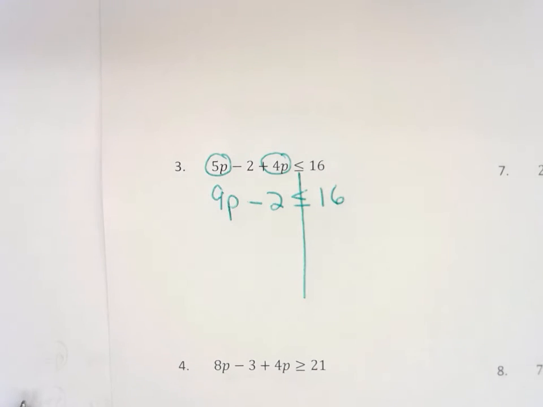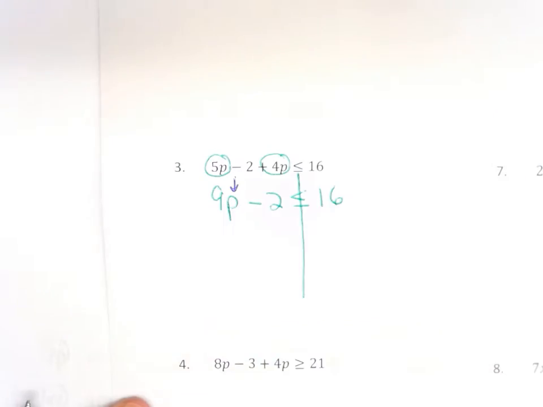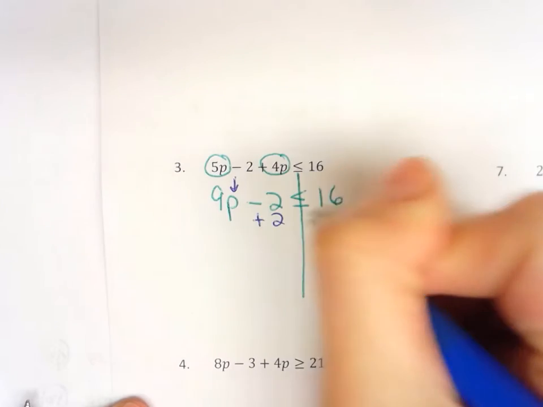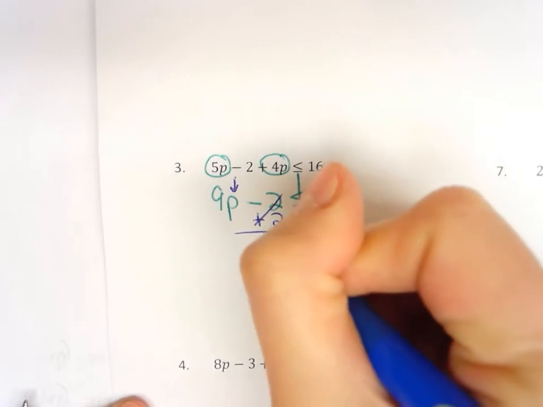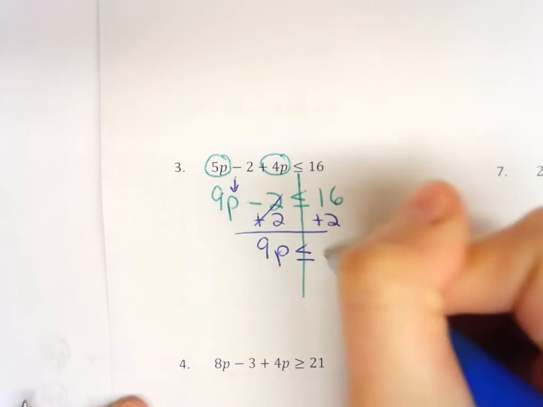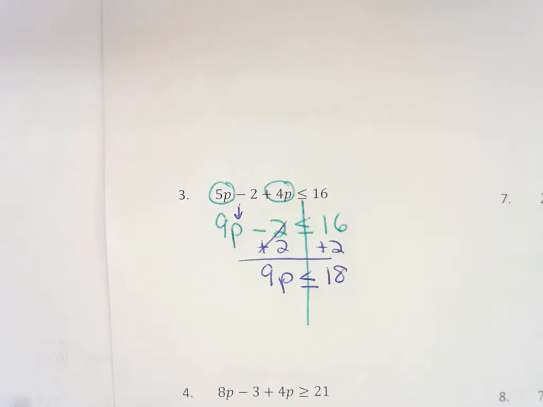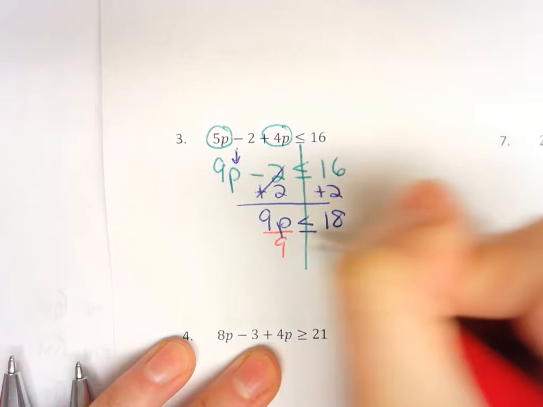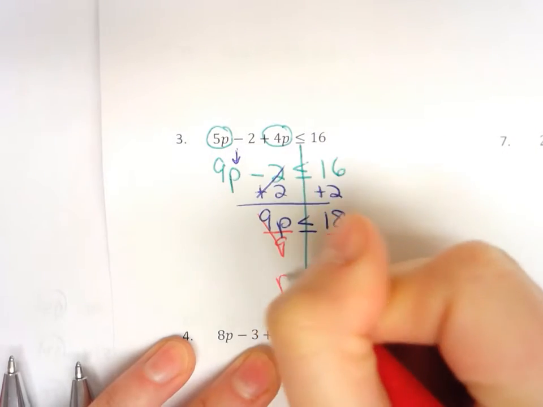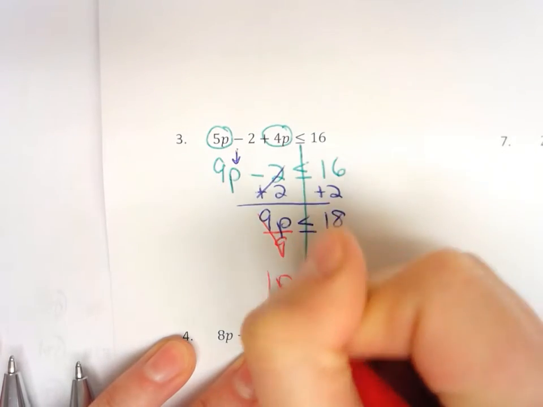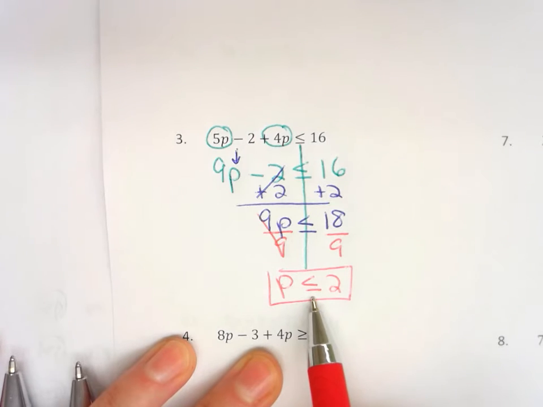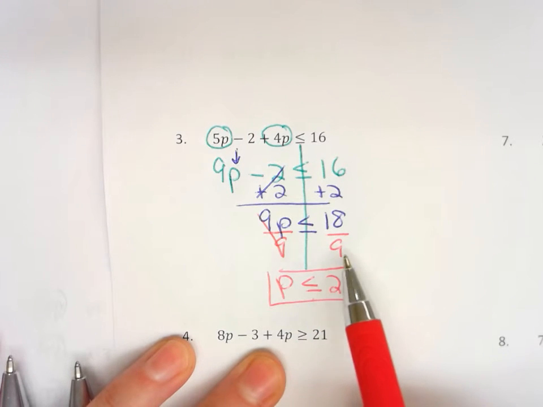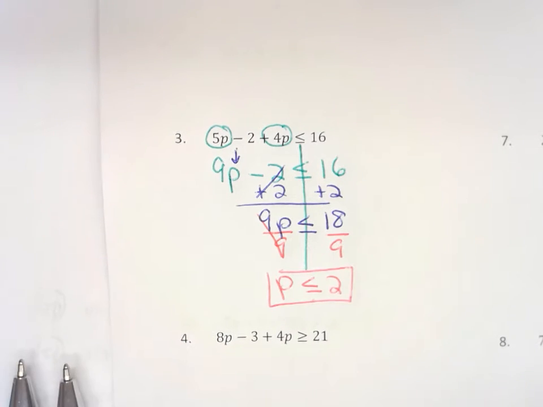Now we've got a two-step inequality. If we're trying to solve for P, that makes the -2 the friend. So I would add 2 to each side and get 9p is less than or equal to 18. The 9 is attached to that letter P, so to finish the problem, I divide both sides by 9, and I've got P is less than or equal to 2. I did not flip my inequality sign this time because we divided by a +9, not a -9.